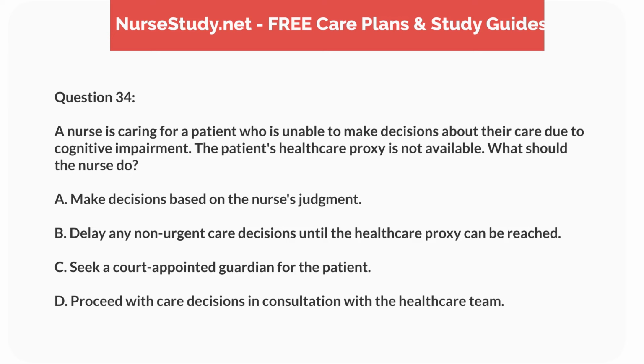Question 34. A nurse is caring for a patient who is unable to make decisions about their care due to cognitive impairment. The patient's healthcare proxy is not available. What should the nurse do? A. Make decisions based on the nurse's judgment. B. Delay any non-urgent care decisions until the healthcare proxy can be reached. C. Seek a court-appointed guardian for the patient. D. Proceed with care decisions in consultation with the healthcare team.